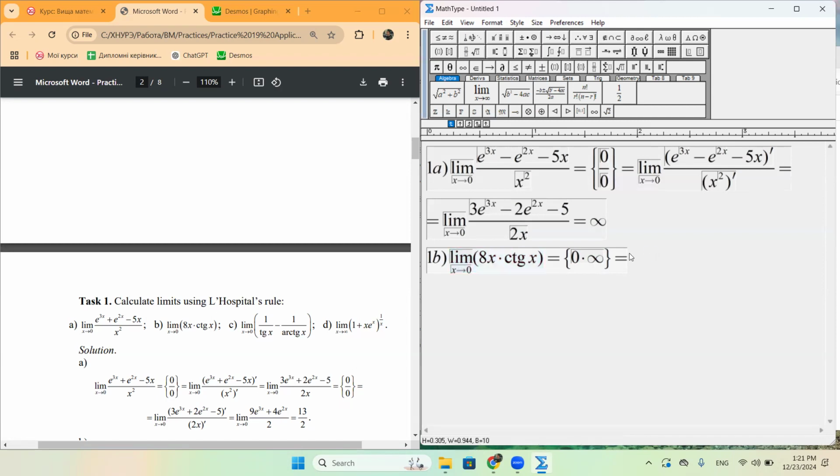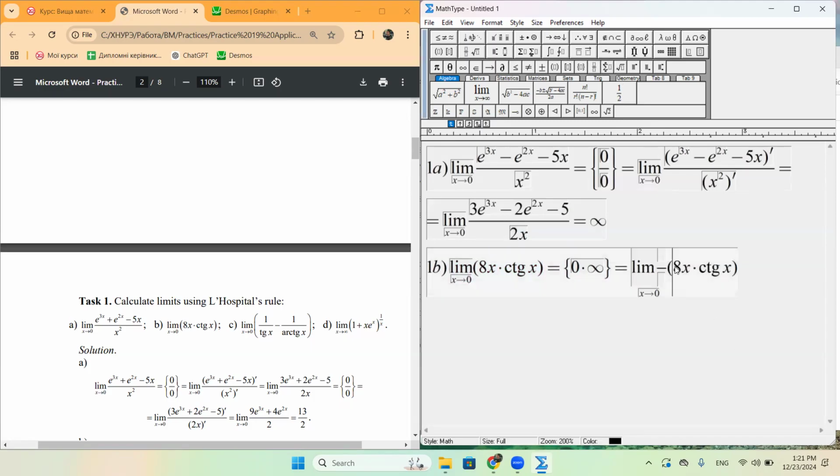How to do it? Just remembering some properties of trigonometric functions. Cotangent equals 1 divided by tangent. And that's it. Now we can use it because we have the indeterminate form 0 by 0. We actually can use consequences from the first special limit, but our task is to use L'Hôpital's rule. So this is the requirement.